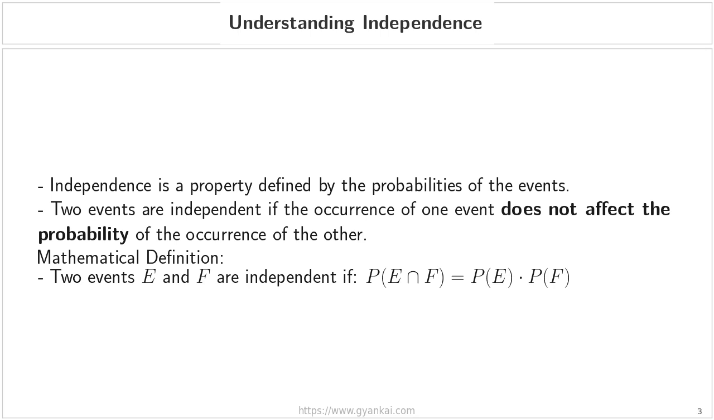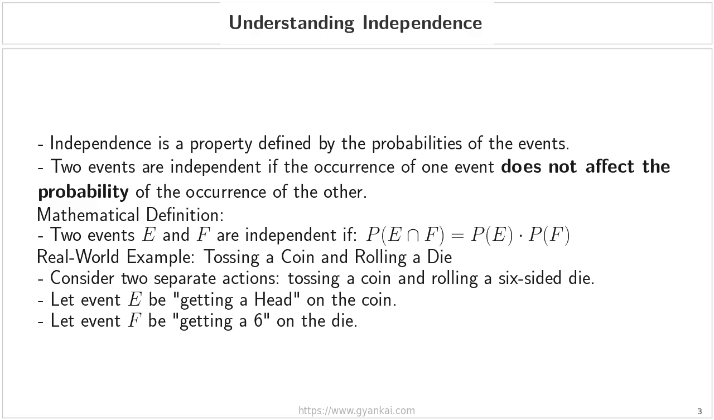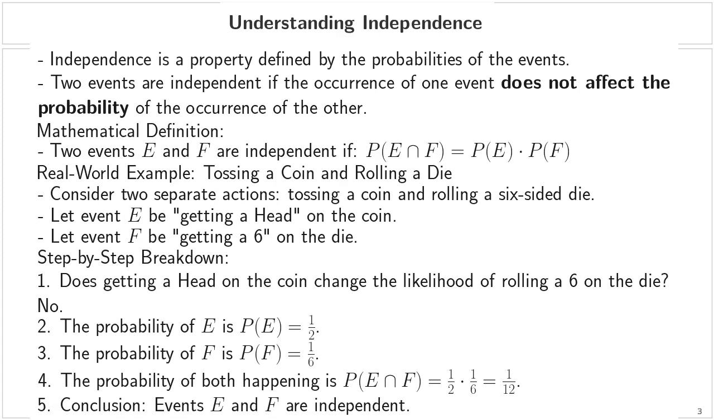To put this into a mathematical framework, we say that two events, E and F, are independent if the probability of E intersection F, which is the probability of both events happening, is equal to the probability of E multiplied by the probability of F. To make this concrete, let's look at a real-world example involving two separate actions, tossing a coin and rolling a six-sided die. Let's define event E as getting a head on the coin and event F as rolling a 6 on the die. Let's break this down step by step to see if they are independent.